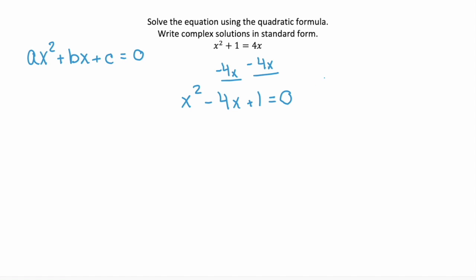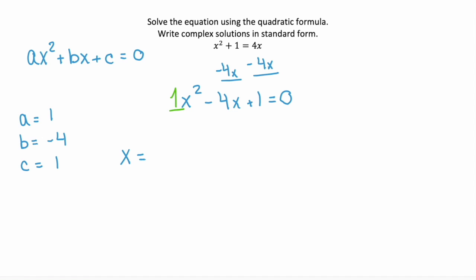Now that it's in standard form, we can identify the values for a, b, and c. Our a here is 1 because there's no coefficient in front of the x squared. Our b is negative 4, and our c is a positive 1.